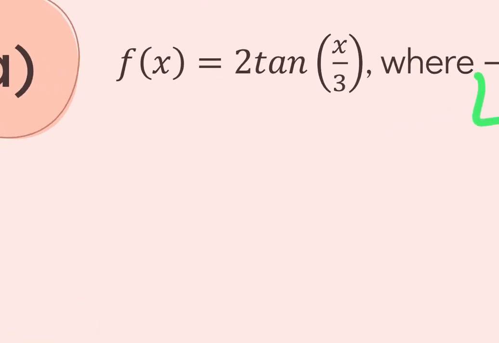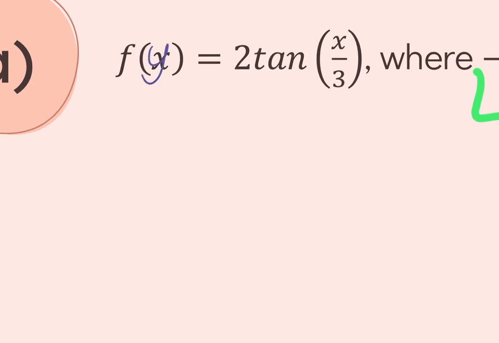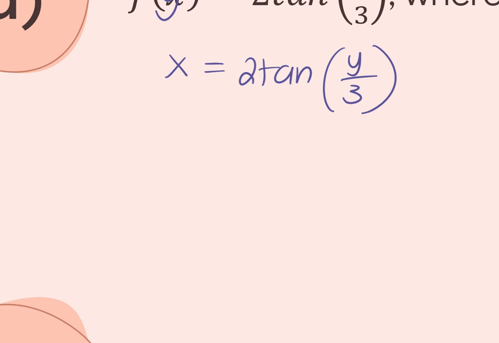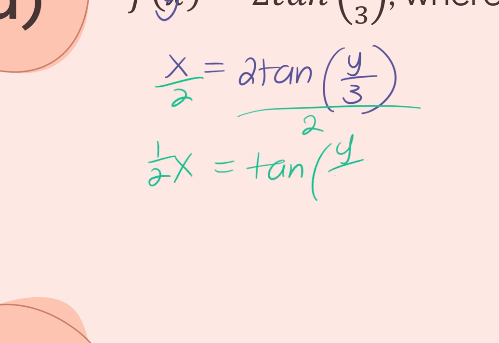So f of x equals 2 tan of x over 3. First thing I'm going to do is, this would be my y. I'm going to switch my x and my y. So x equals 2 tan of y over 3. Now I want to solve for that new y, so I want to isolate the y. What's the first thing you're going to do? Divide both sides by 2. So it'd be 1/2 x, or x over 2, equals tan of y over 3.